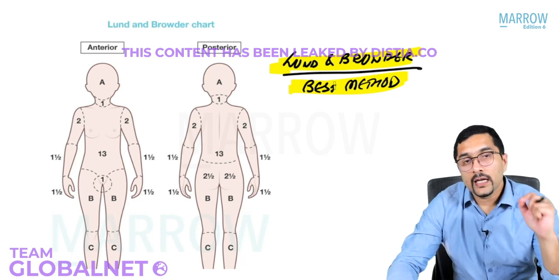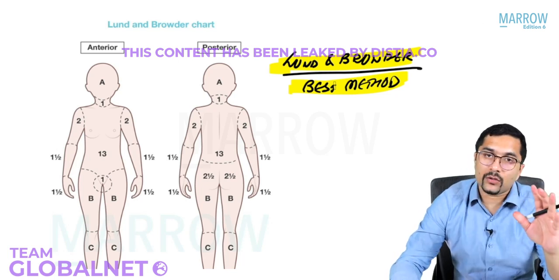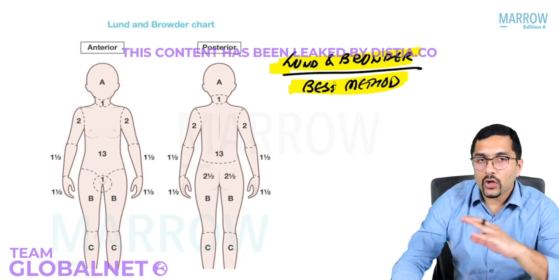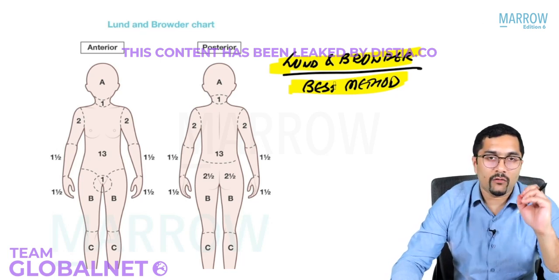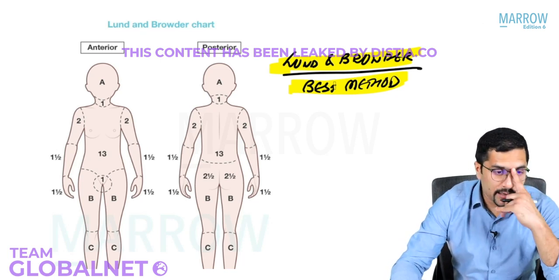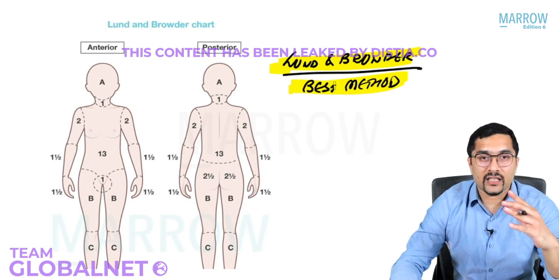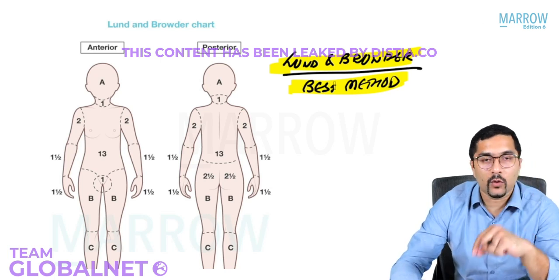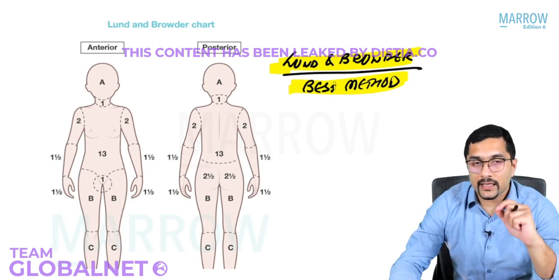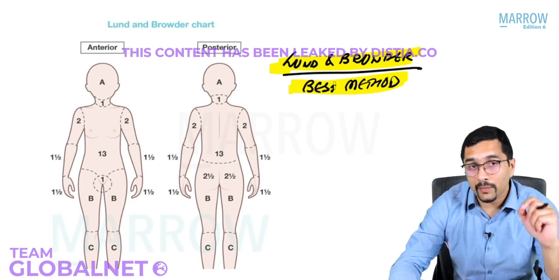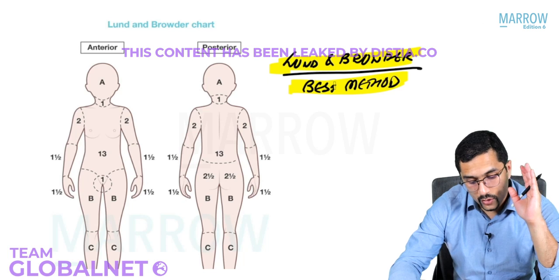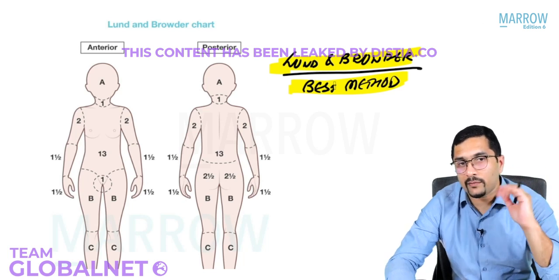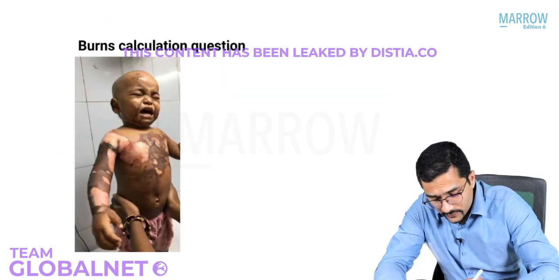Now for your exams, you just need to know the Wallace rule of 9. Majority of the questions can be answered using Wallace rule of 9. Up till now, in last 6-7 years, there's just been one question from Lund and Browder, and that was actually in the NIMHANS exam 3 years back, right? So other than that, all questions have been based on the Wallace rule of 9.